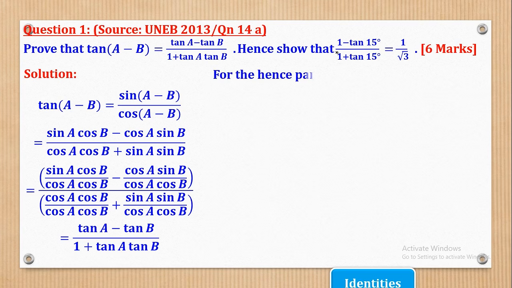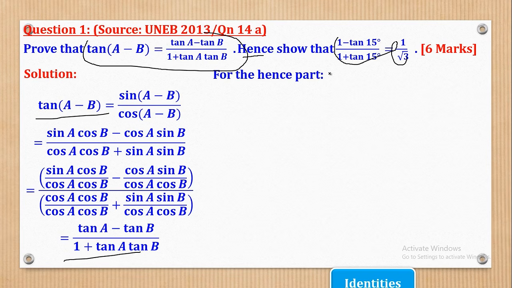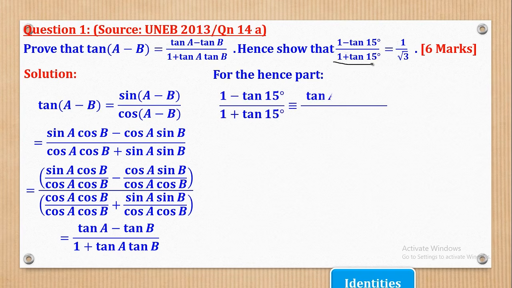Now for the hence part, they want you to show that this is equal to this. The word hence means that you start from where you have stopped. Where we have stopped, you have seen that this is equal to that. Therefore we compare and say that this required given expression is equivalent to this form, but you've already seen that it is equal to tan(A - B).